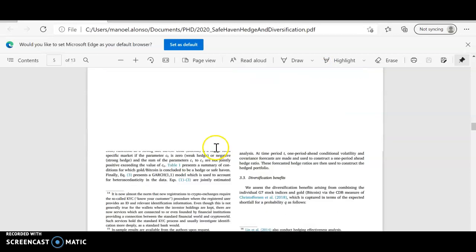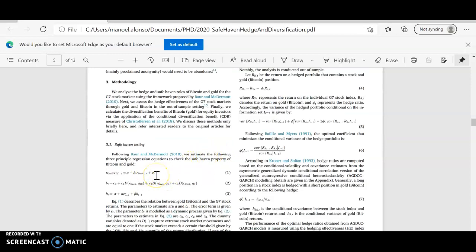Oh, here it is. Bitcoin or any cryptocurrency can be a diversifier if the regression term C0 is positive, with a p-value smaller than 10%, which is my criteria that I'll show you right now. And then this is a diversifier if the return is bigger in Bitcoin than in the tested asset.